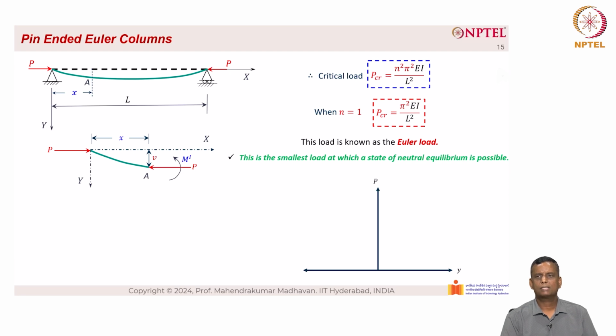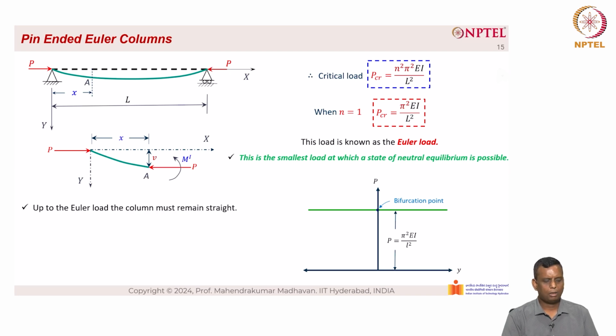So when we look at this graph, the vertical direction is P, which is the load, and the lateral direction, which is the x-axis, is y. So you have the lateral displacement. The point at which it buckles is also known as the bifurcation point. The load at which it buckles is P equal to pi square EI by L square.